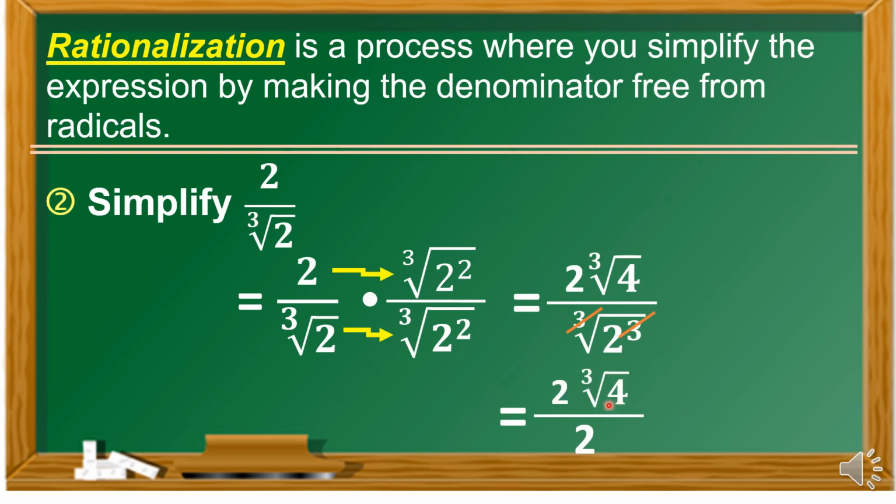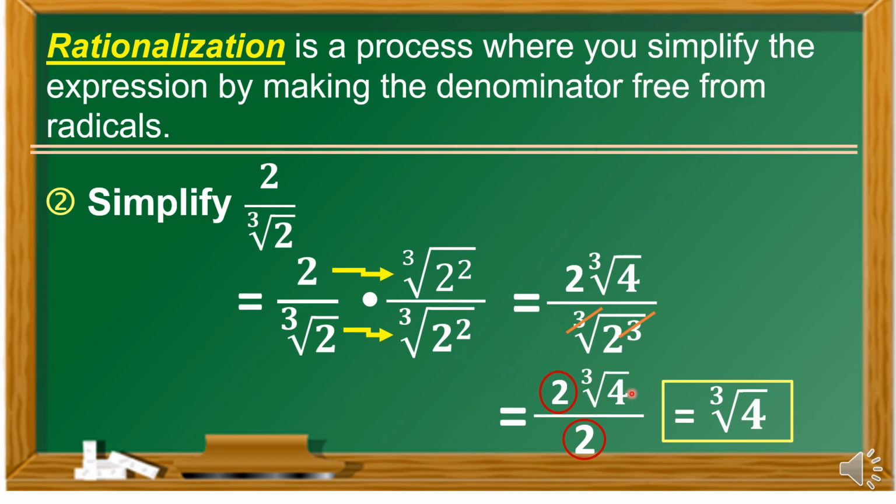Now, so kung makikita nyo, meron tayong whole number dito sa labas ng ating radical symbol, and then ang denominator natin ay whole number din na 2. So, pwede natin yang i-divide. 2 divided by 2 is equal to 1. So, ano na lang ang natira dito sa numerator? That is cube root of, magiging cube root of 4.